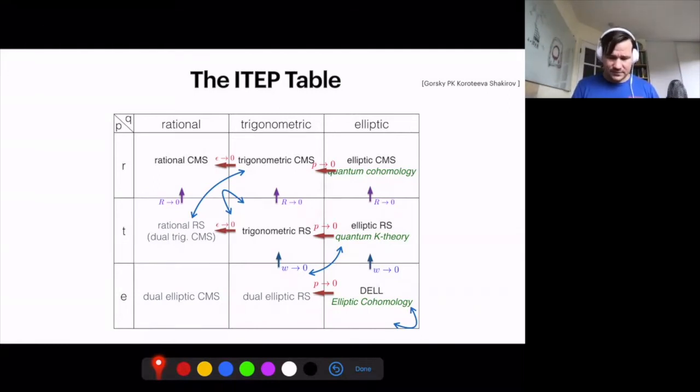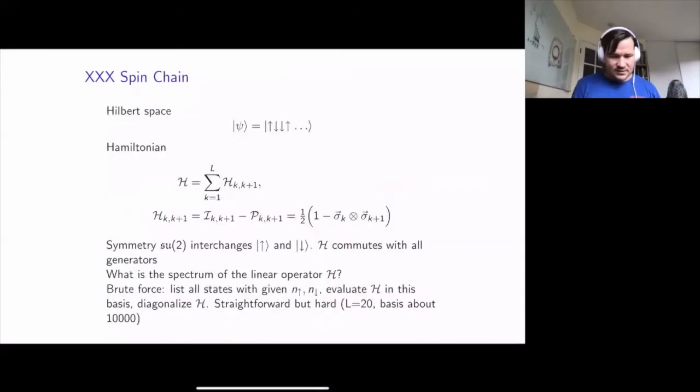So in my story today, we'll focus on this guy in the middle, one of my absolutely favorite models, the trigonometric RS system. That will be one part of the correspondence where the QOpers will live. And next, I want to remind you about the Bethe Ansatz.